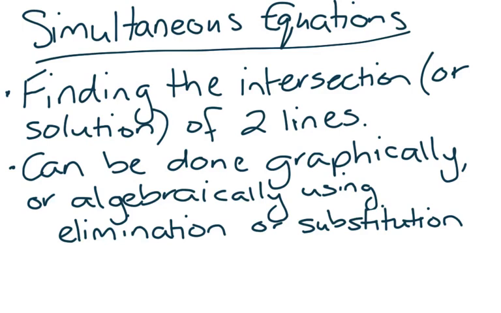When we do it graphically, all that means is we actually graph the two lines on a grid and we find the point of intersection. Algebraically, we can do it using elimination or substitution. So the first part that I'll show you is graphically.